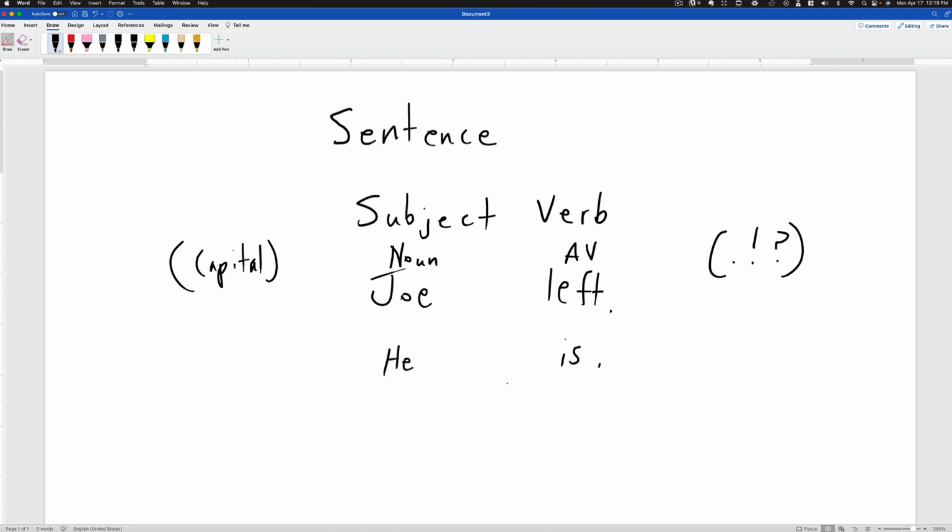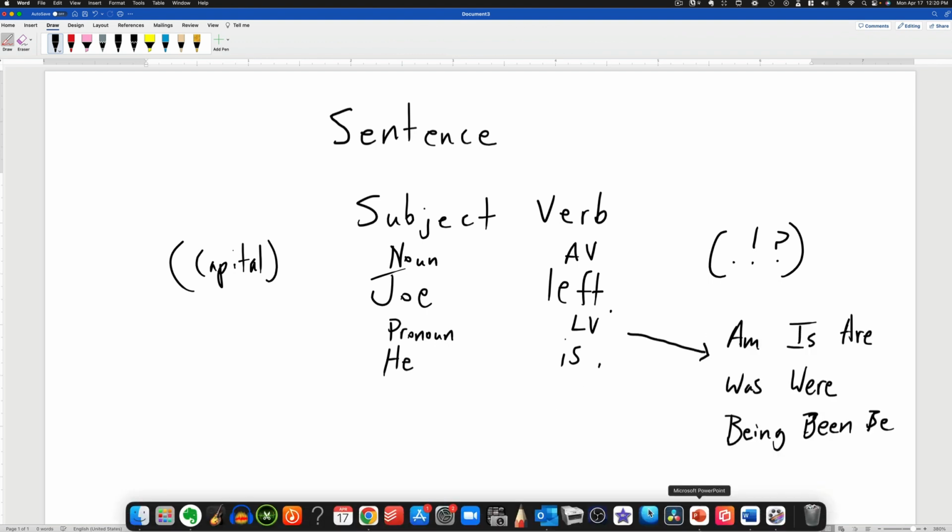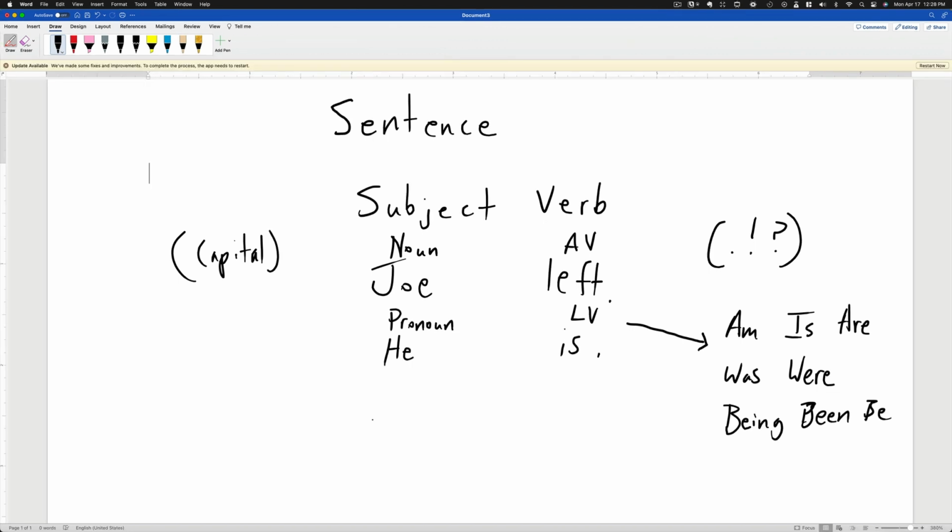We could also have said, He is. And here we have a pronoun as our subject, and we have a linking verb as our verb. Both of these work, Joe left and He is. They're both sentences. Just watch out for these linking verbs: am, is, are, was, were, being, been, and be. Those are the parts of the sentence.